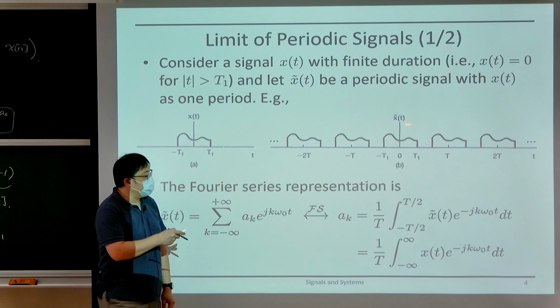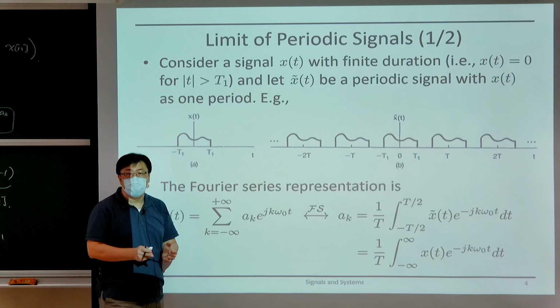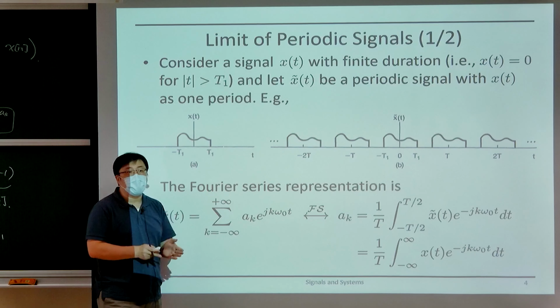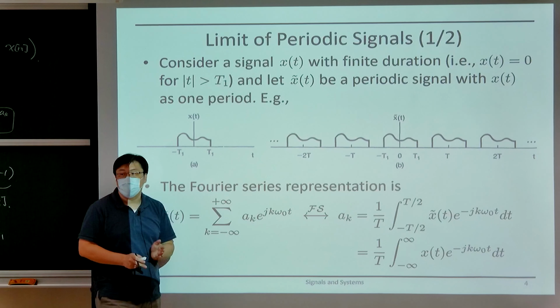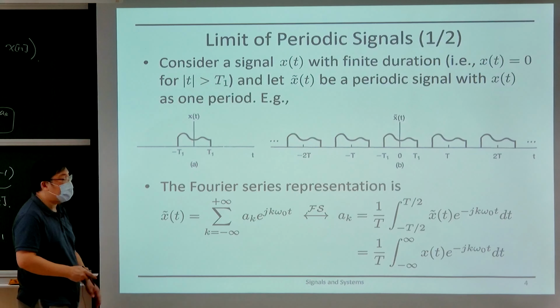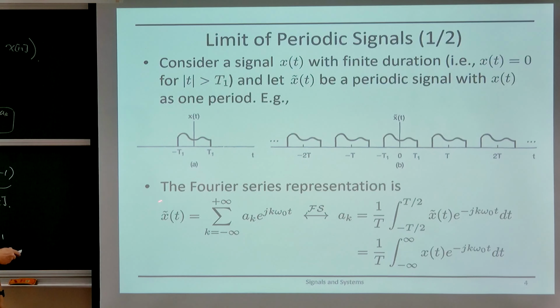Now, x tilde of t is periodic. So we know how to write the Fourier series representation of a periodic signal. For x tilde of t, which is periodic, we know that we can write it as a linear combination of e to the j k omega naught t, where omega naught is 2 pi over the period capital T.